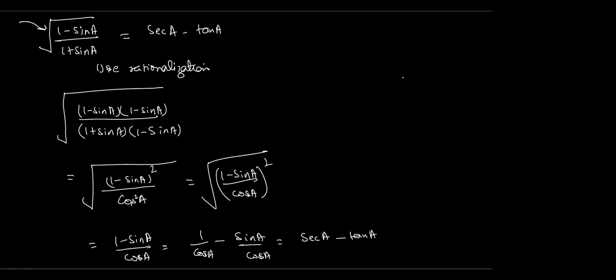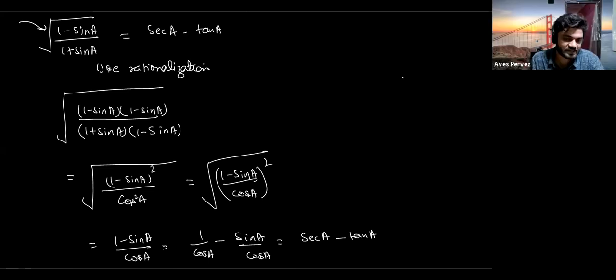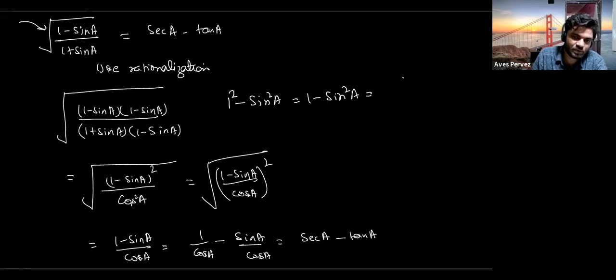Okay. It is simple. This will be 1 plus sin a, 1 minus sin a. What will it give you? This is a plus b, a minus b. So you can write here 1 square minus sin square a. So this will be equivalent to 1 minus sin square a, and this will be equivalent to cos square a.